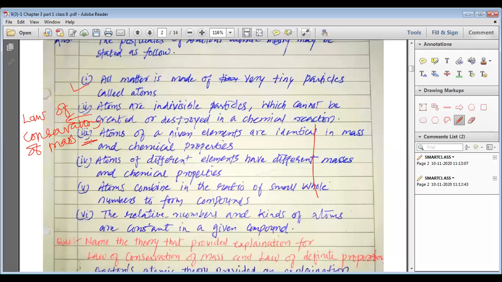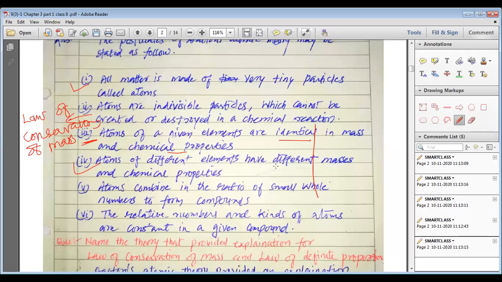Then we have the third one, atoms of a given element are identical in mass and chemical properties. Then we have the fourth point, atoms of different elements have different mass and different chemical properties.